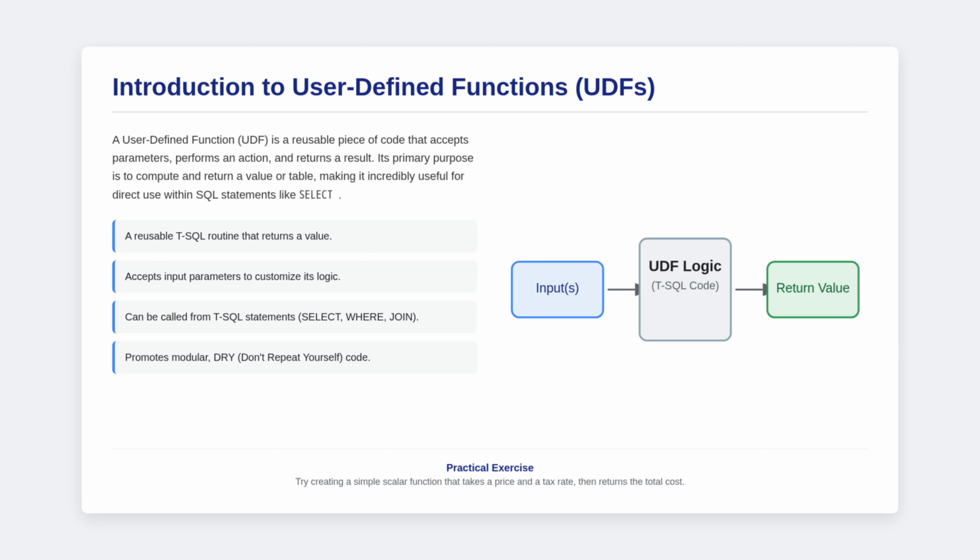So, what exactly is a UDF? Think of it as a reusable piece of code that accepts parameters, performs an action, and returns a result. Unlike a stored procedure, a UDF's primary purpose is to return a value or a table, and they can often be used directly within your select statements, which is incredibly handy.